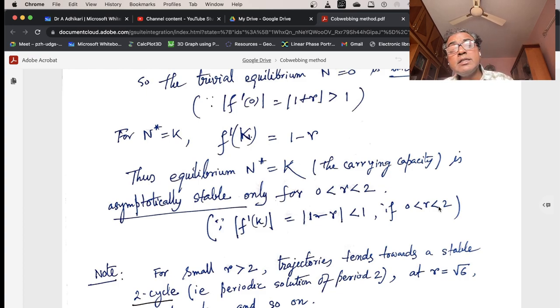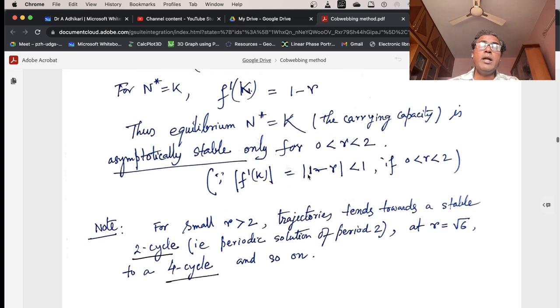Then if r lies between 0 and 2, we get n star equal to k is locally asymptotically stable for this range. And note that for r greater than 2, say 2.001 or 2.1, the trajectory tends towards a stable 2 cycle, that is a periodic solution of period 2. And at r equal to root 6, we get a 4 cycle, and so on.